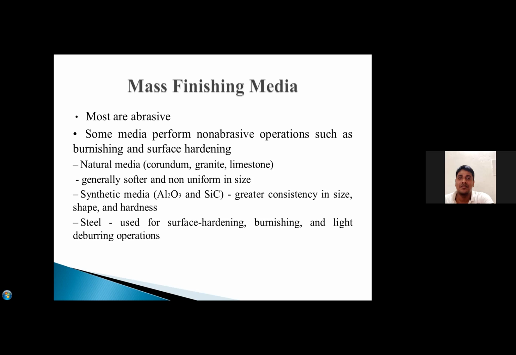There are some media, that is alumina, with greater consistency in size and shape, and hardness. Steel is used for surface hardening, burnishing and light deburring operations. Natural media include granite and limestone.